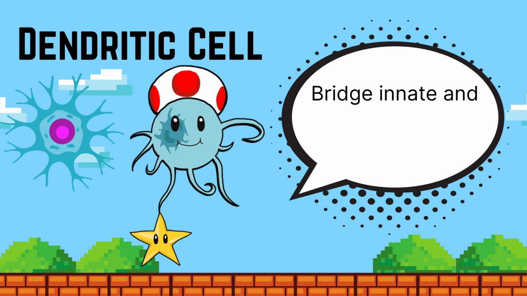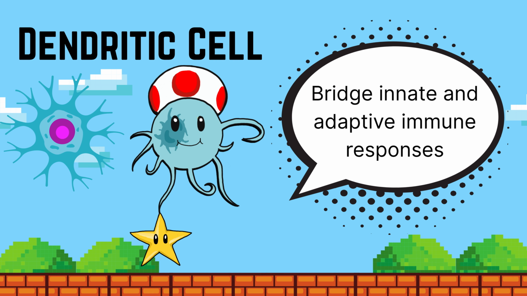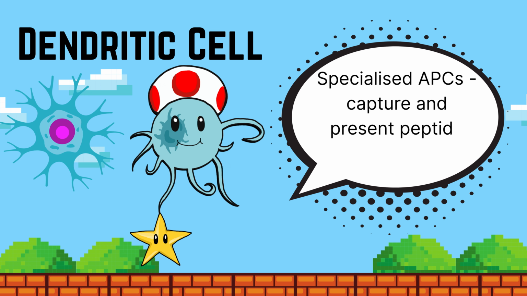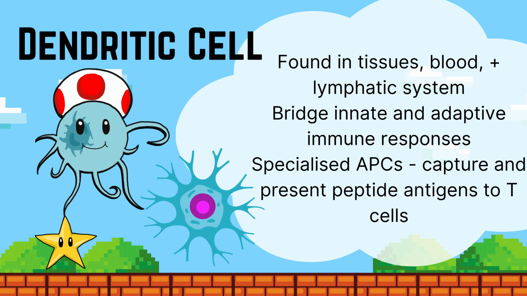And finally, we have dendritic cells, and these bridge the gap between the innate and adaptive immune responses. They are found in tissues, blood, and the lymphatic system. Dendritic cells capture and process antigens, then travel to lymph nodes to activate T cells, and this jumpstarts the adaptive immune response.